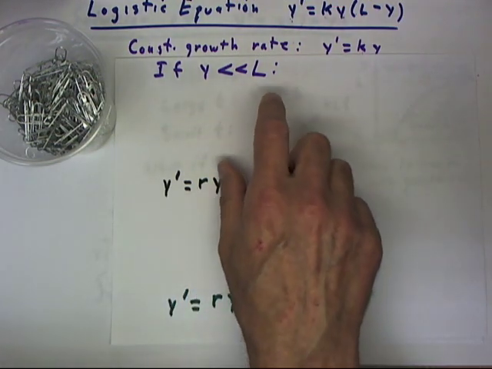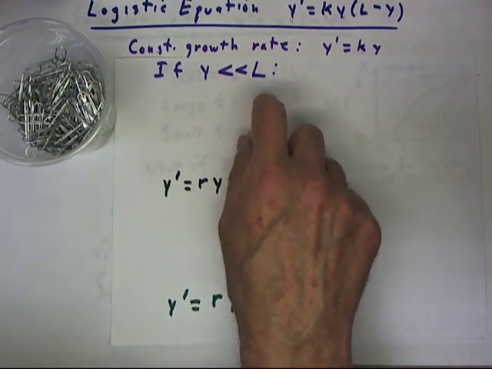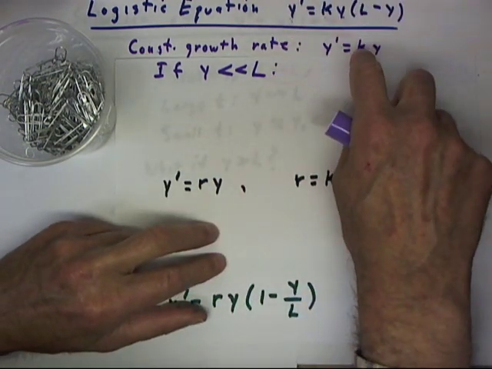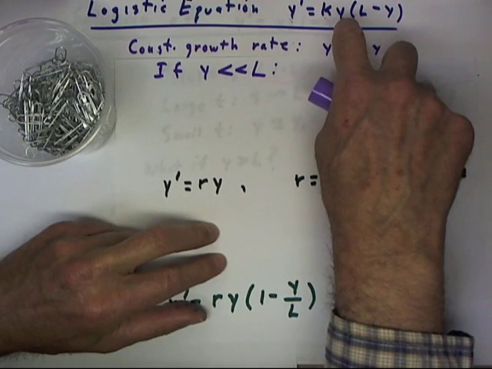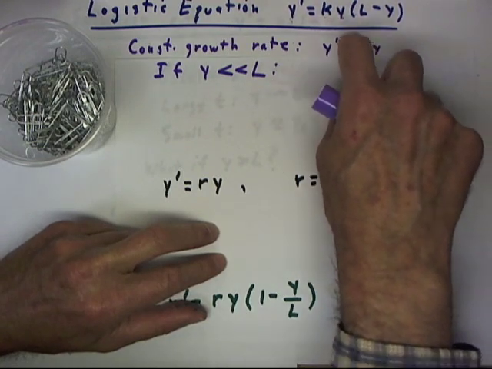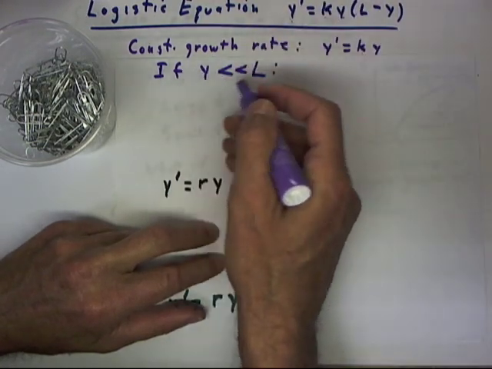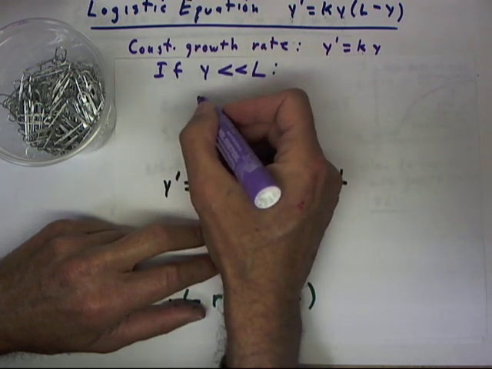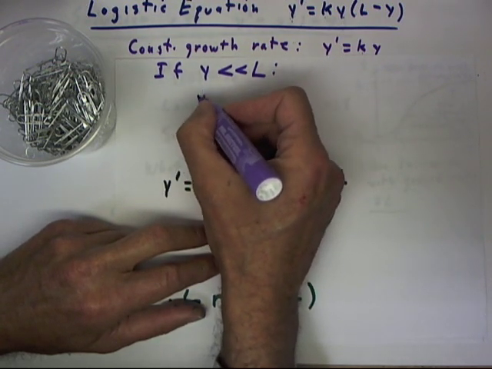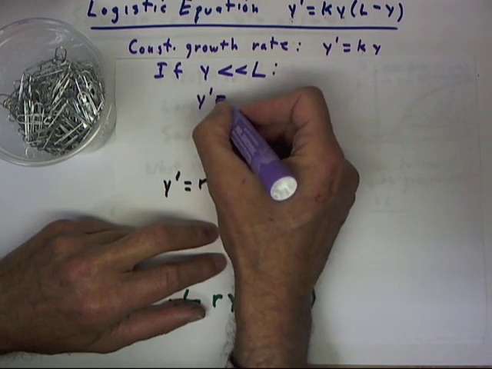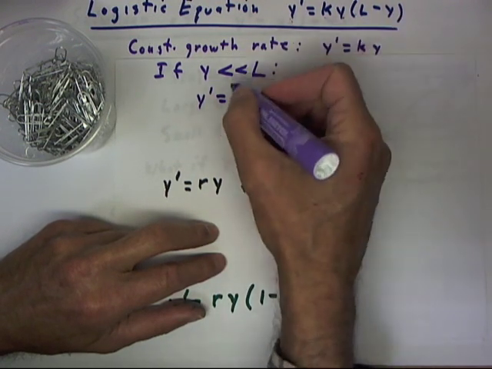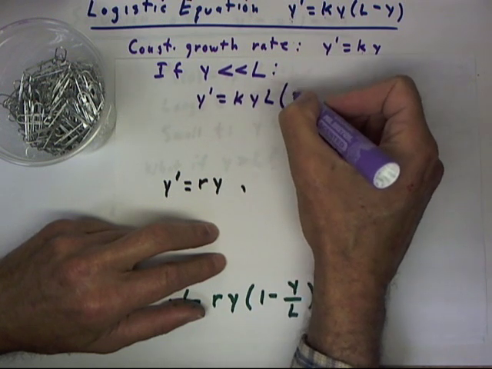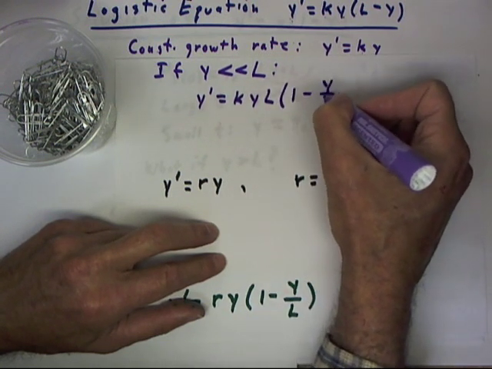Now if y is much less than L, then our logistic equation, remember we're trying to relate this form to this equation, and our k is going to have different characteristics for these two functions. But if y is much less than L, then we can write y prime equals ky times (L minus y) as kyL times 1 minus y over L.